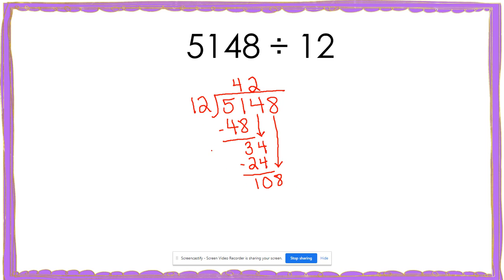When I do 108 divided by 12, I get 9. And I can check this by doing 9 times 12, which gives me 108. And when I subtract, I'm left with a remainder of 0. So 5,148 divided by 12 leaves me with a quotient of 429.